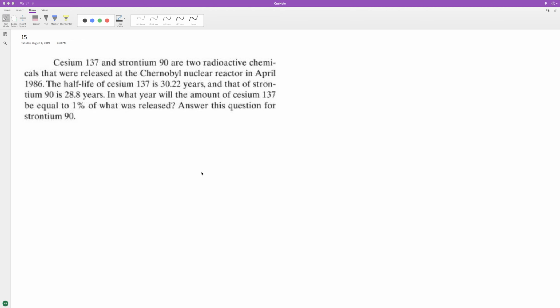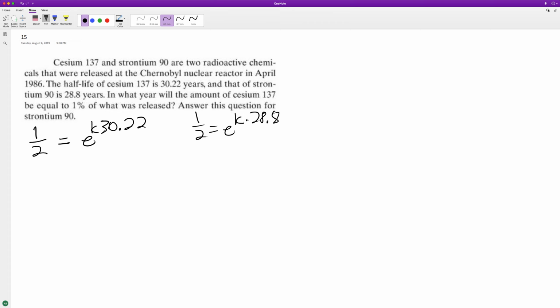Okay, so we're doing the same thing for both. Essentially, what's going on here is first we want to figure out the half-life of each one. So for cesium, 1/2 times 1 equals e raised to the k times 30.22 years. For strontium, it's going to be 1/2 equals e^(k times 28.8). Then we take the natural log of both sides for both of these equations.